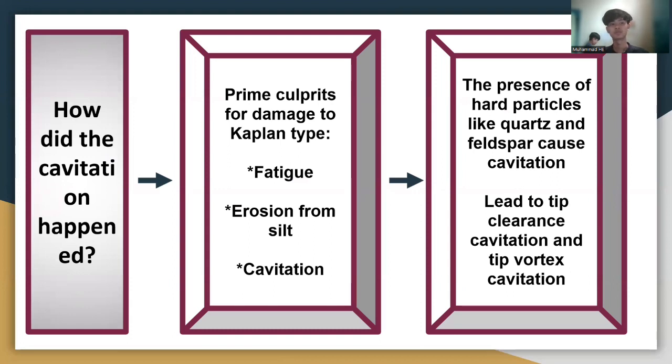Next, how does cavitation happen? The prime culprits for damage to the Kaplan type are, first, fatigue, second, erosion from silt, and the last one is cavitation. Cavitation also happens with the presence of hard particles like quartz and feldspar. It will lead to tip clearance cavitation and tip vortex cavitation.